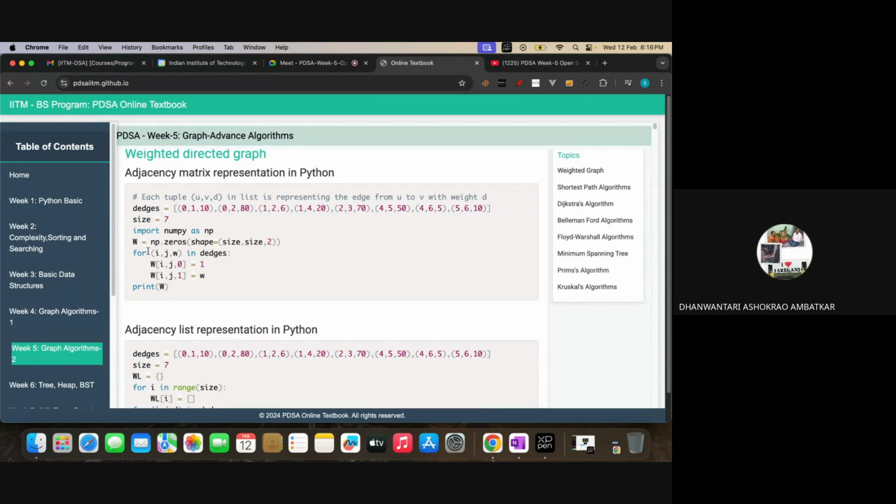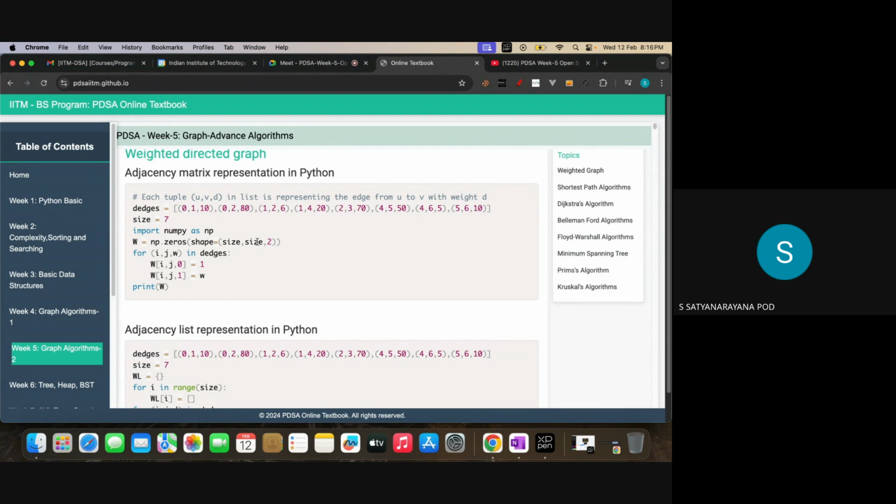Now, is it like a 3-dimensional matrix? No, it's 2 dimensions. If you want to create a 3-dimensional one, you have to specify size comma size and then another. I don't know how NumPy arrays work in more depth, but right now it is 2-dimensional. It is size into size, and each particular cell contains a 2 tuple value.